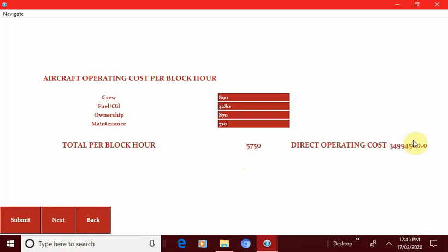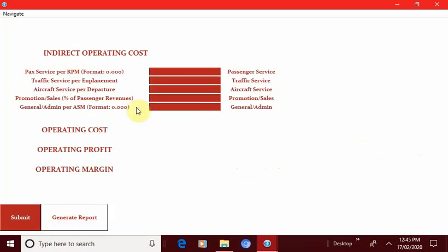Here are the figures of total block hours, per block hours and direct operating cost. We then click the next button. Here you have to input the indirect operating cost, passenger service per RPM, in the format of 0.00, that is in the percentage. Say we enter 0.015, so this is 1.5 cents per RPM.